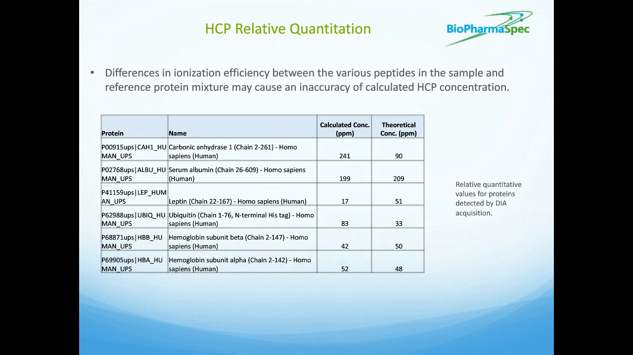It's important to note that differences in ionization efficiency between the spiked peptides and the host cell proteins may cause some inaccuracy of the calculated host cell protein amounts. However, since the quantitation approach is the same across multiple samples throughout the purification process, we use this method to assess change in the host cell protein levels across the different preparations. And if there is a measurable increase or decrease in levels in host cell proteins, we can assess this at different points.